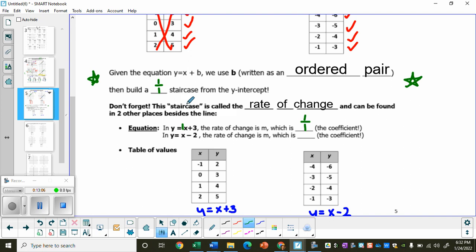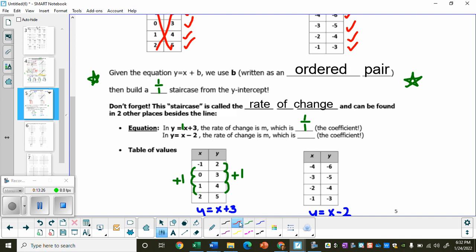Okay. Now the table of values. In the table of values, here's my up 1. And then here's my other up 1. So the 1 over 1 staircase, I could find it either in the equation as the coefficient or the table of values right here. There's the 1 over 1.